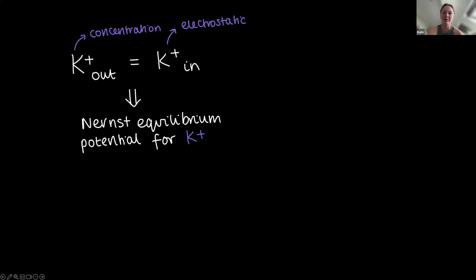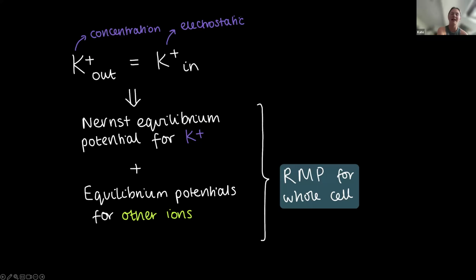But the reason for this is obviously potassium is not the only ion that affects the resting membrane potential. So you have to work out the equilibrium potential for all the other ions that are also crossing that cellular membrane. And when you calculate those together, that's the resting membrane potential for the entire cell.